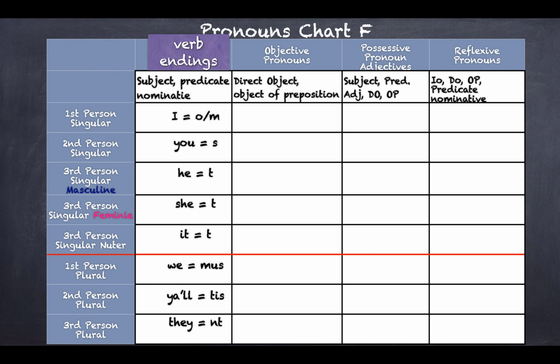Now let me put that together. O-S-T, mus, tis, nt. O-S-T, mus, tis, nt. How many times have you heard that? Those are your verb endings. They equal I, you, he, she, it, we, you, they. You already have that memorized, which will do you good when you get to Henle Latin book.